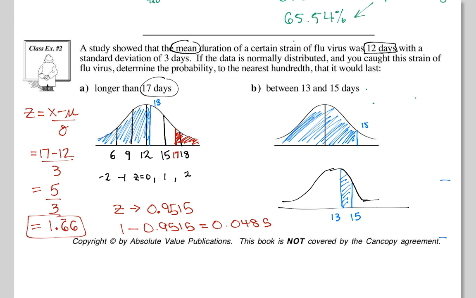Good. Find the z-score for 13 and subtract this out. So find 13 and then remove all this. And then you're left with this, this is left over.